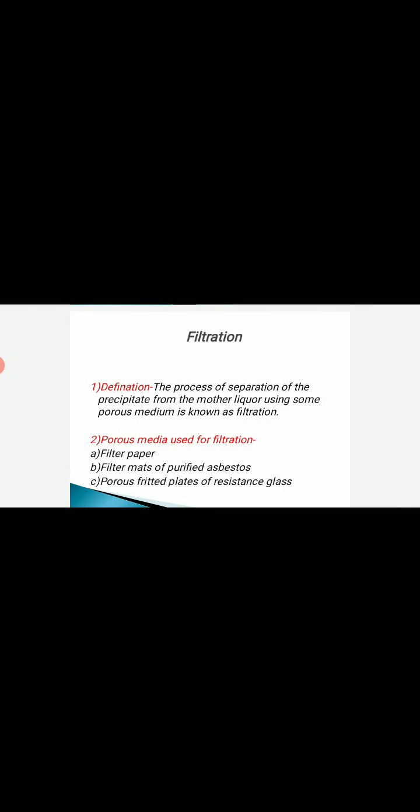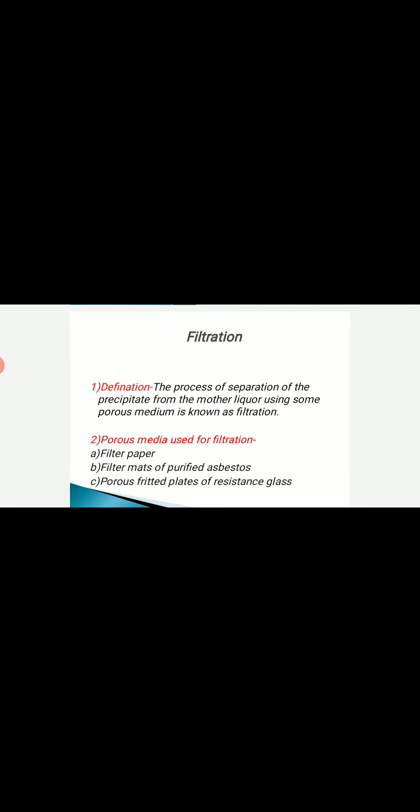Filtration is the process of separation of the precipitate from the mother liquor using some porous medium. Mother liquor means the solution in which our precipitate is generated. To separate the precipitate from the mother liquor, different types of porous media can be used for the filtration process.